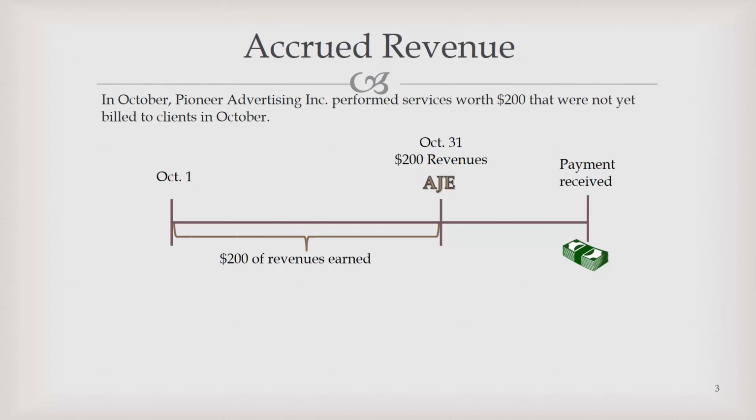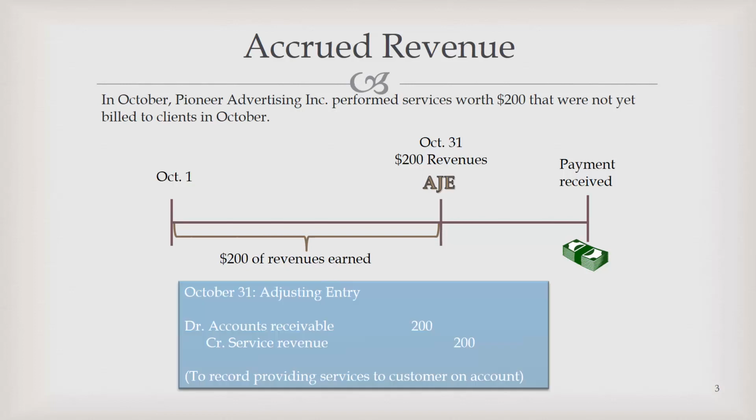So let's look at an accrued revenue. And you're actually already familiar with accrued revenues. You've actually already done them. They just haven't quite called them accrued revenues for you. So here we have Pioneer Advertising. They perform services worth $200 that were not yet billed to clients in October. So at the end of the month, they go through, they look at all of the activity they've had, and they say, okay, we still have to bill customers for $200 worth of services. So on October 31, they need to do an adjusting entry for that, even though the payment's not going to be received until a later period. So on October 31, the adjusting entry is a debit to accounts receivable and a credit to service revenue.